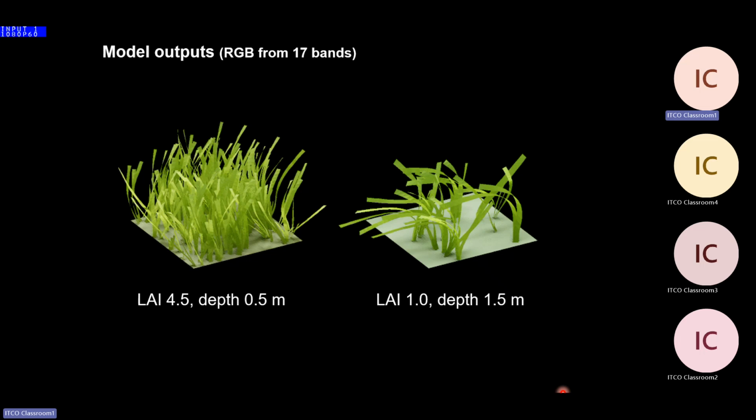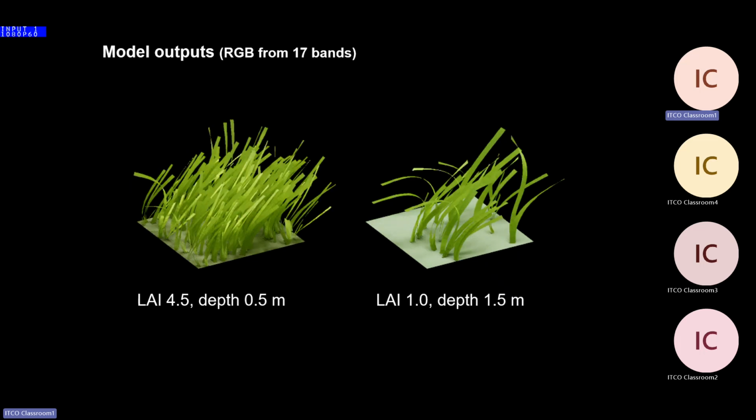I didn't mention leaf area index. LAI is a measure of the density of the canopy. LAI is the area of the leaves divided by the area of substrate that they're on. So an LAI of 4.5 is quite a dense canopy, whereas an LAI of 1 is a relatively sparse canopy.